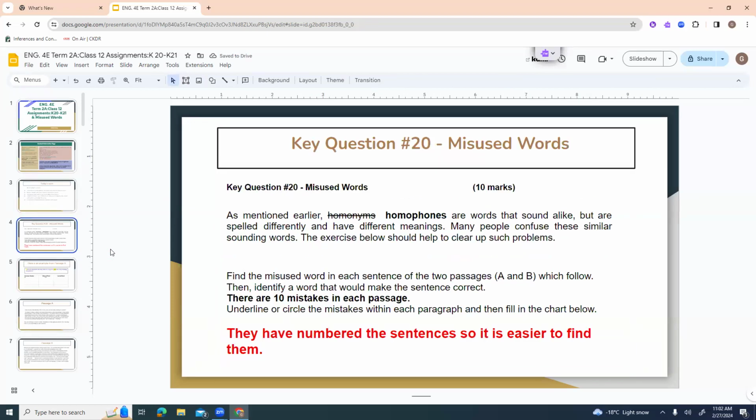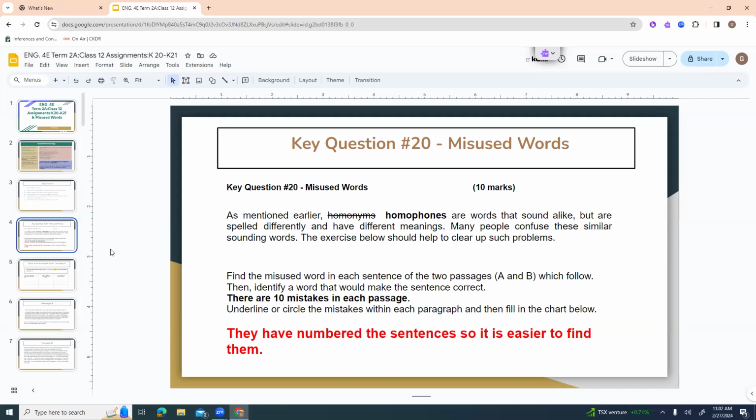So I'm going to talk about the assignment first and then go into all the details about how to do it. So key question 12 is on misused words, and it says, as mentioned earlier, homonyms, but I'm going to use the word homophones because I think it's clearer, are words that sound alike but are spelled differently and have different meanings. Many people confuse these similar sounding words. The exercise below should help clear up the problems, not on this slide, but coming up.